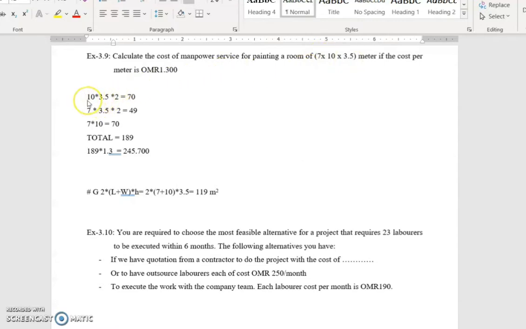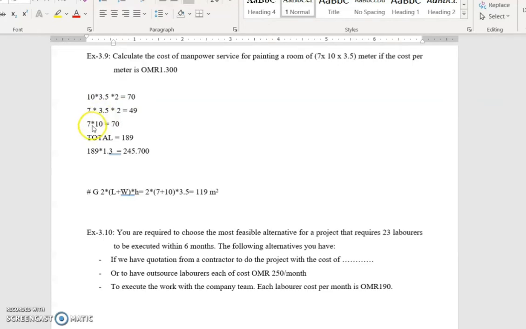So now we can do it in two ways. As I told you, I like the detailed way. So we can say that one of the walls is 10 length by the height 3.5. This is how many square meters, and we have two walls, so it will be 2 multiplied by 7 the width into 3.5 the height into 2 because we have the same two walls.